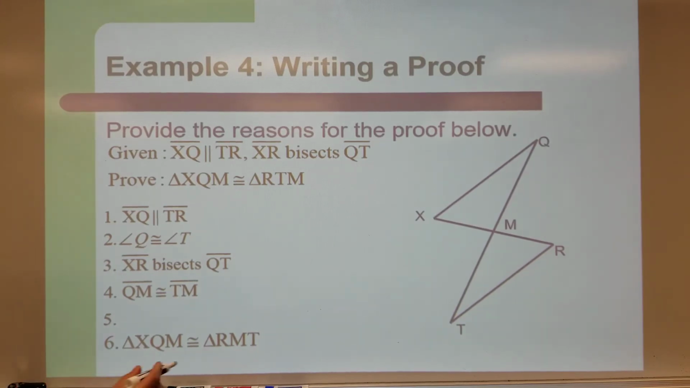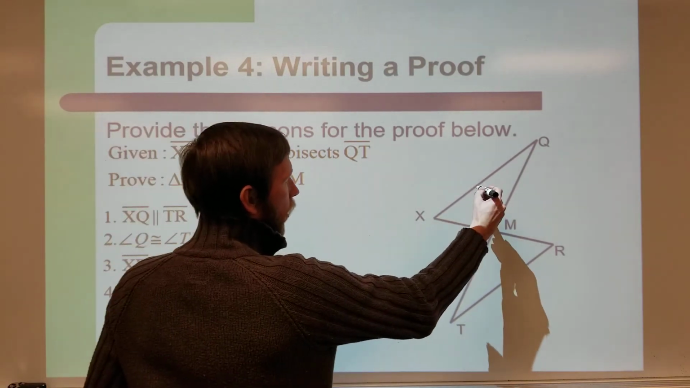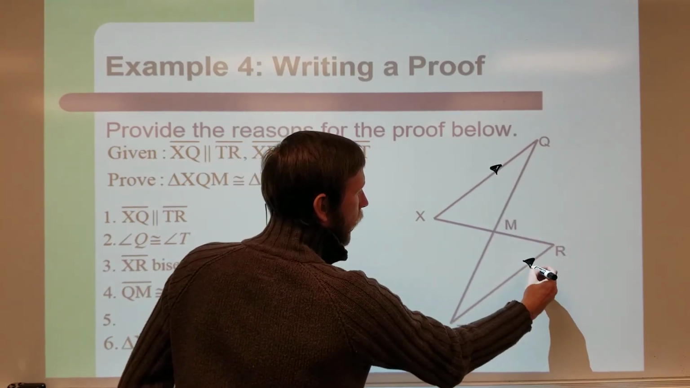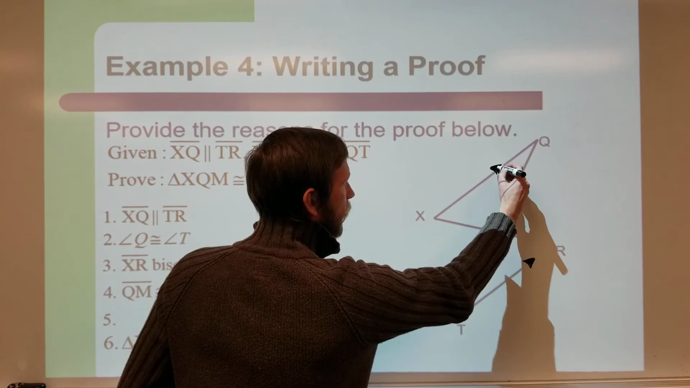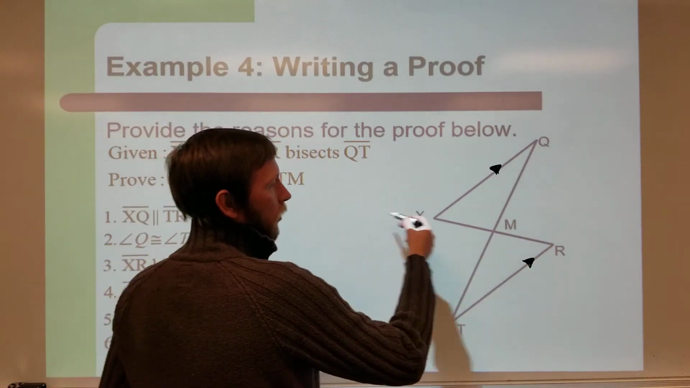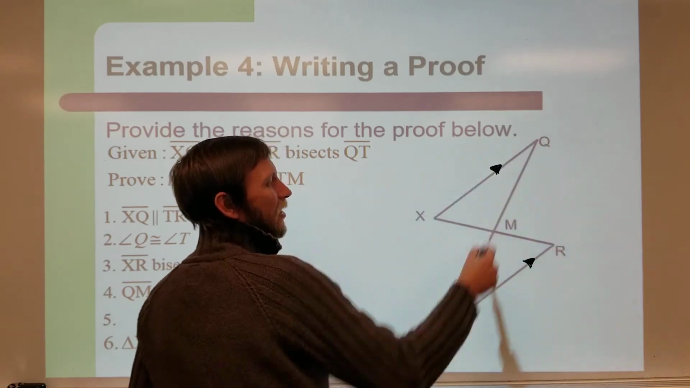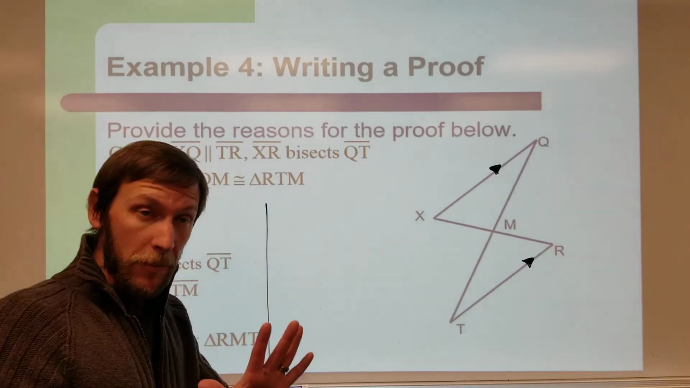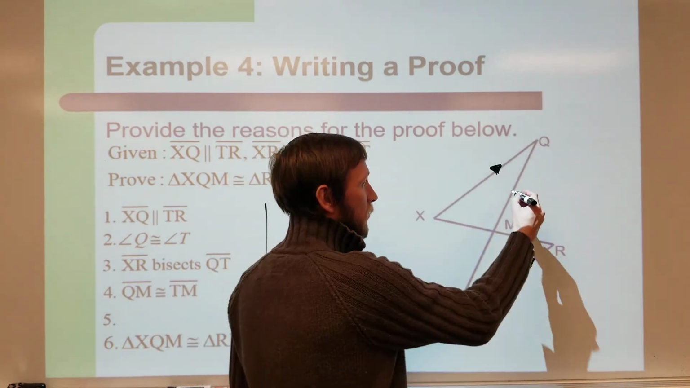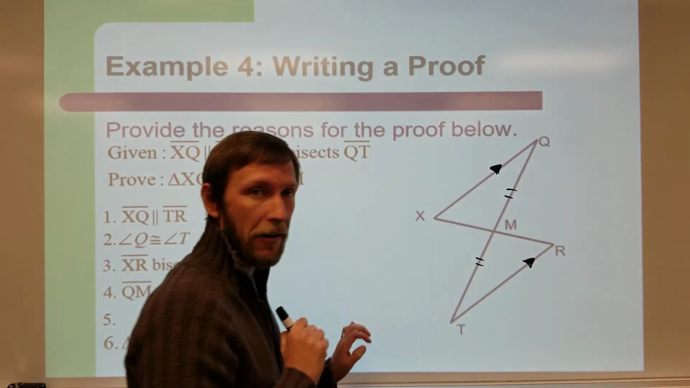So the first thing that I want to mention is in this picture we have XQ is parallel to TR. So I have that little triangle I would draw on the line segments to say, hey, these lines are parallel to each other. The other thing, it says that XR bisects QT. So here's what that means. If this segment here bisects this segment, it means that this segment got cut in half.